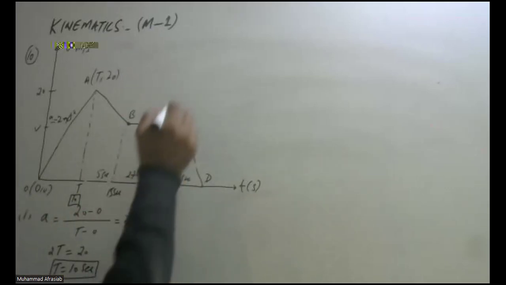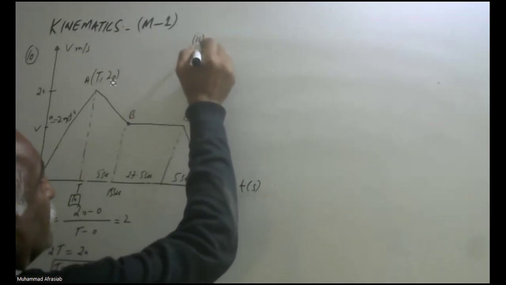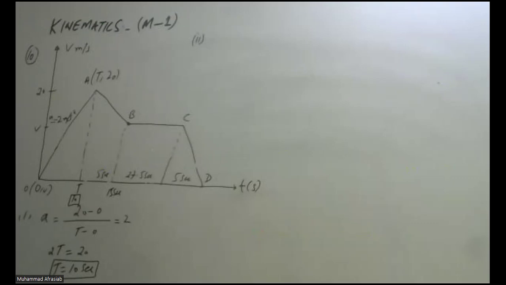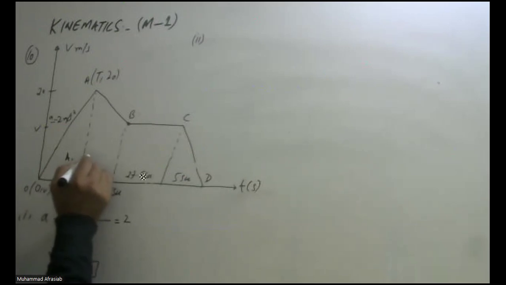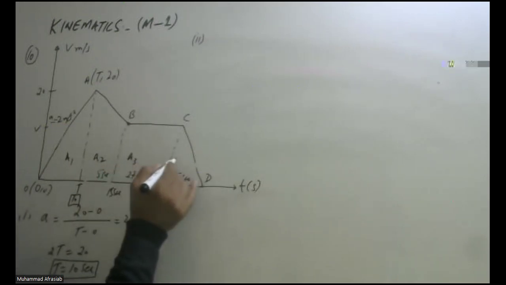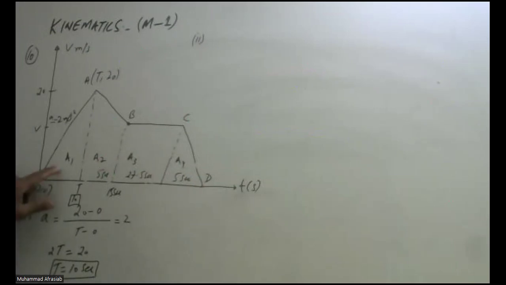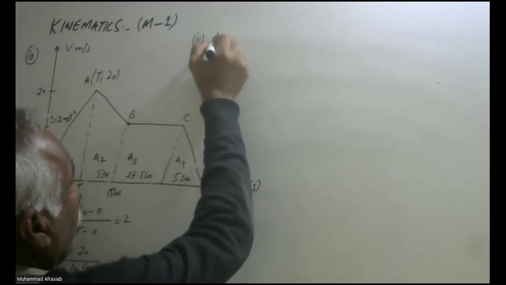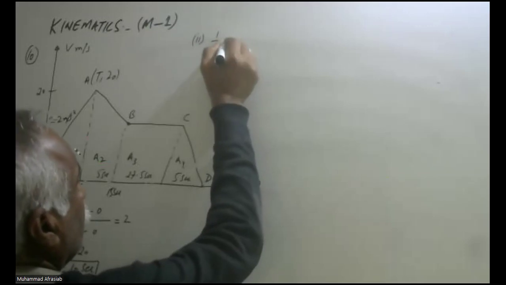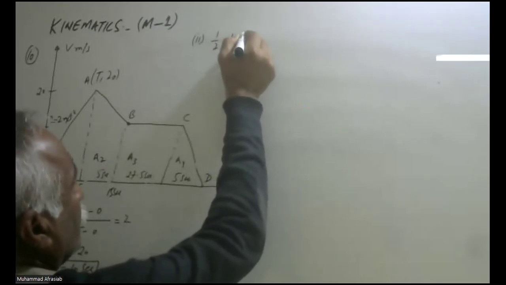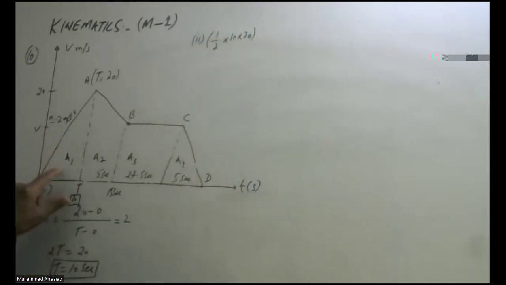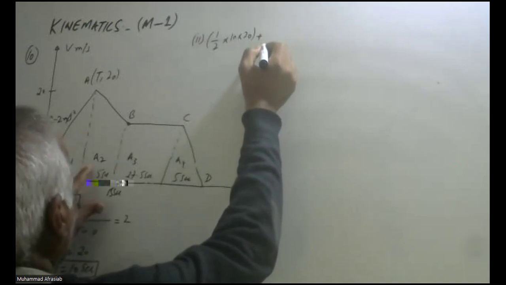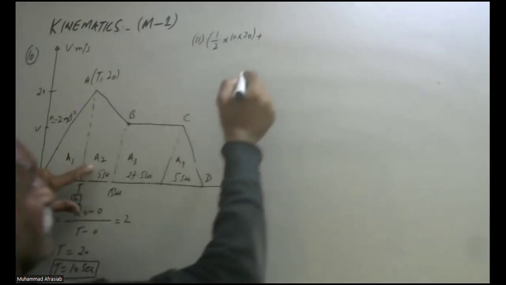Now, in the second part, the total distance traveled up to the constant speed is one third of the total distance. So we can divide this graph into four parts: A1, A2, A3, and A4. The first is a right angle triangle, so it will be equal to 1 over 2 into 10 into 20. This is your A1, plus A2, that is this graph, which is basically a trapezium shape.